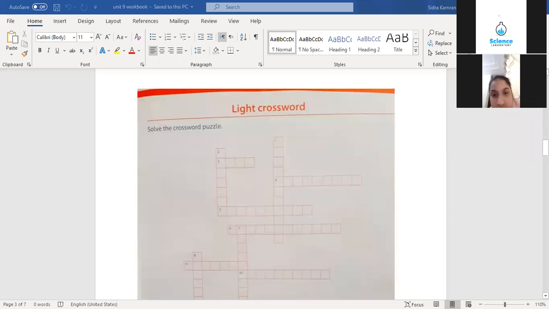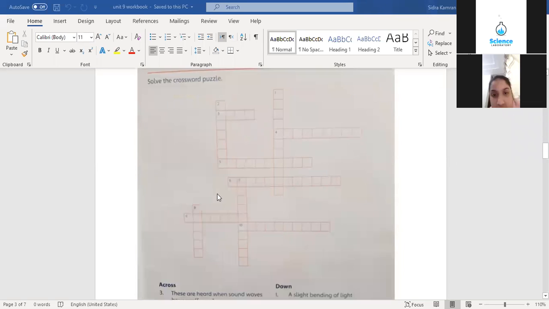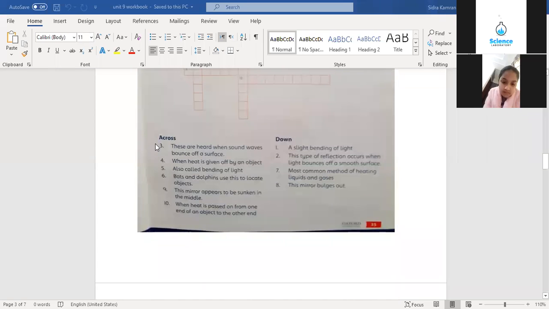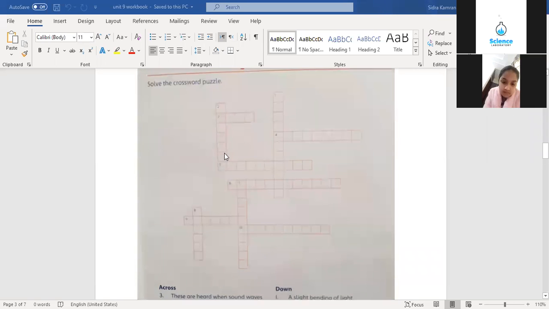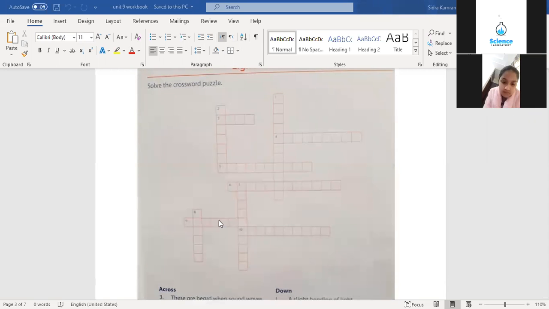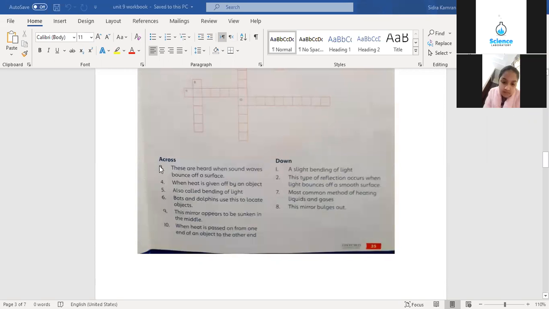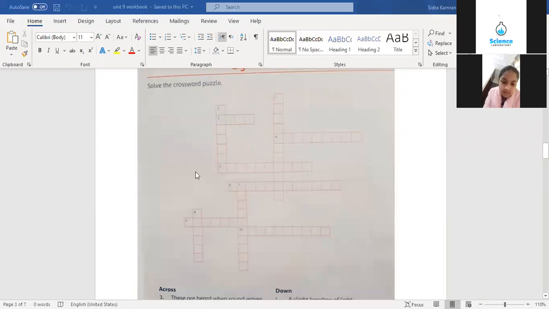So let's continue workbook work from page number 35 of your workbook. Solve the crossword puzzle. So here you can see some statements are written across the puzzle and down the puzzle. According to these statements, we have to find out the answer and write in these boxes in this crossword puzzle. Let's start. First, we are doing for across, for these horizontal lines, straight lines.